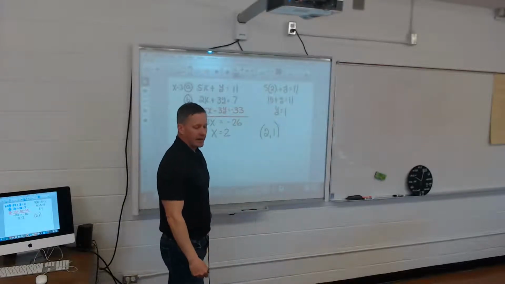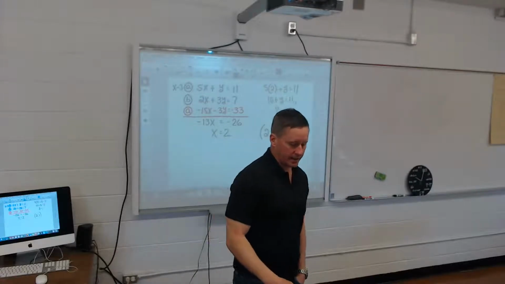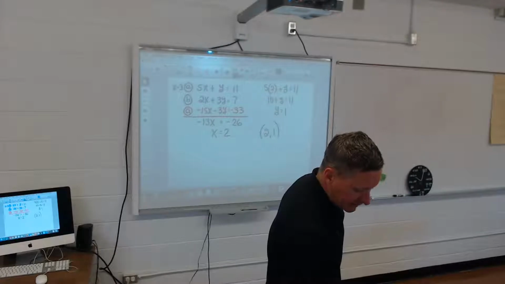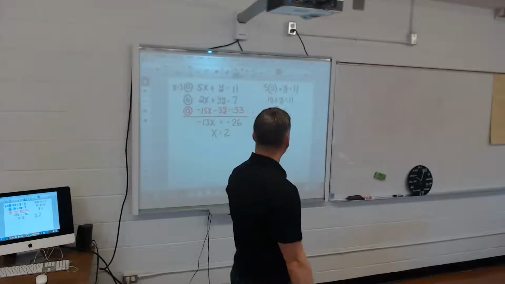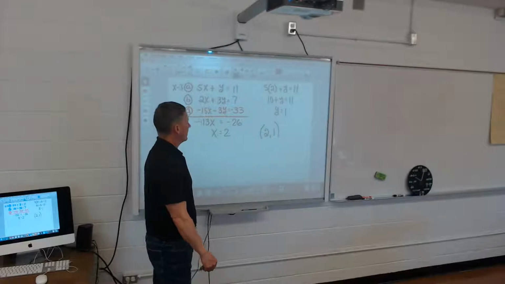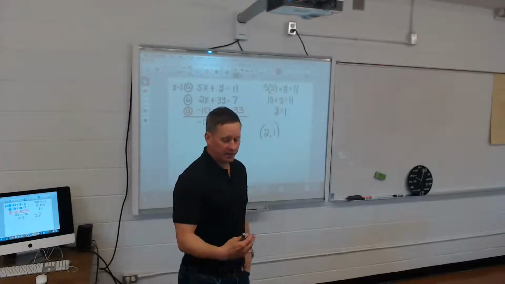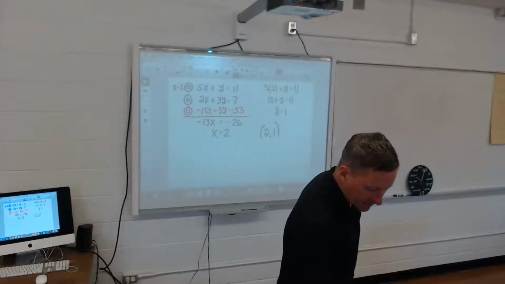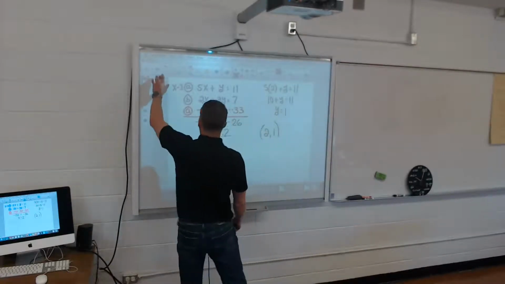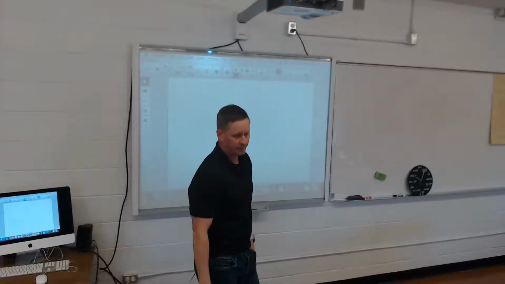So the elimination method can be pretty slick, actually. There's a lot less work compared to the substitution method in some of these cases. Now let's go to page 195 and do the question that they have on page 195, which is the one I looked at last week.